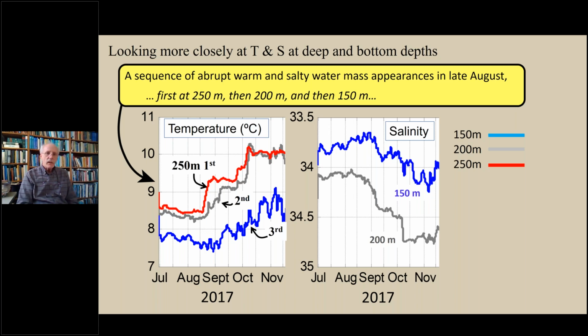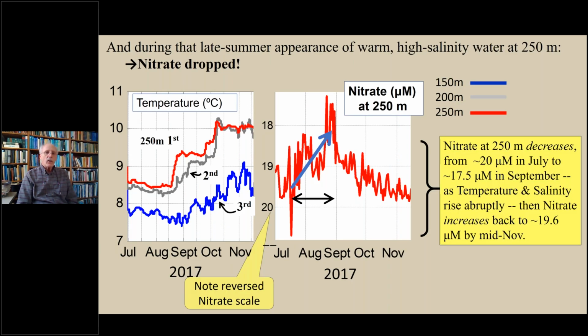And then looking at how that corresponds with nitrate, this is when it got really fascinating. Normally, if this were warm slope water coming in, we would expect the nitrate to rise. And don't be misled here. This is going in the wrong direction because the axis is reversed. So the nitrate, while this high salinity warm water was coming in, actually decreases.